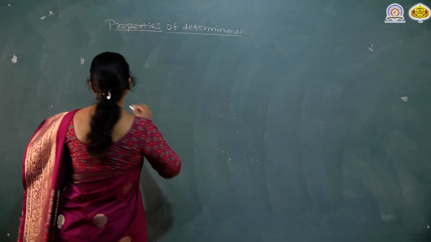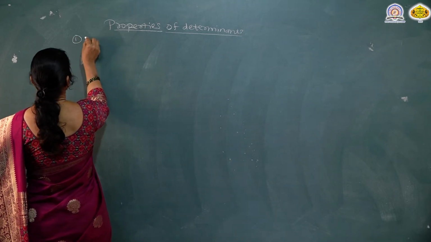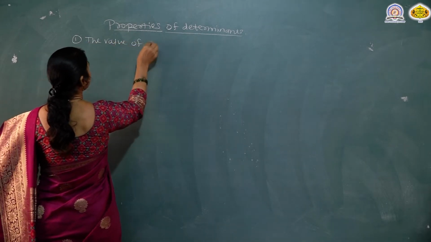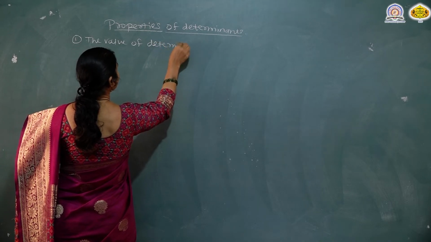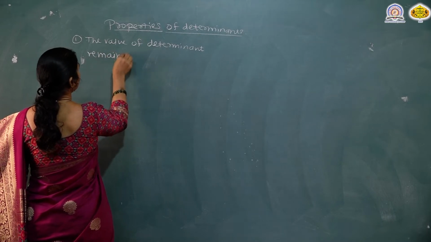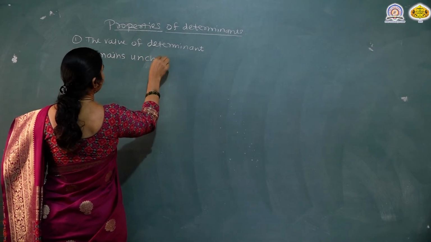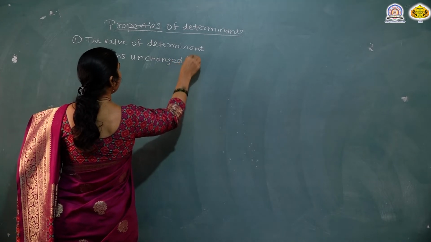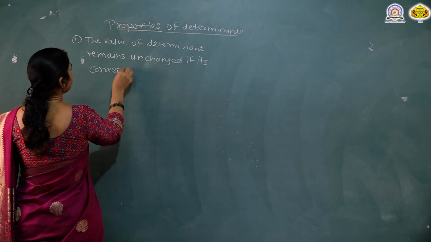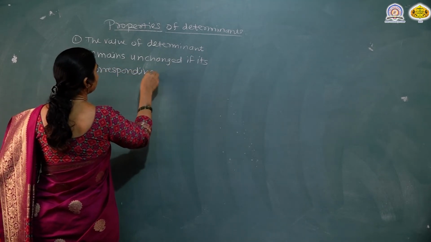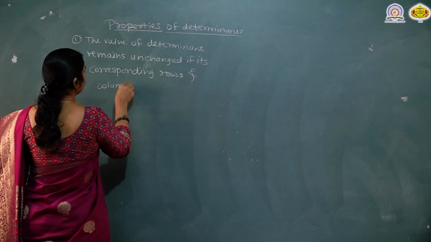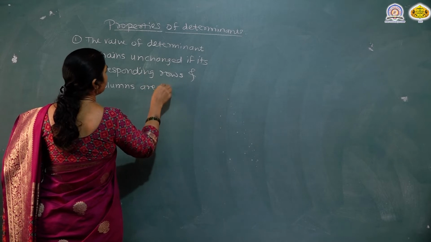The first property is: the value of a determinant remains unchanged if its corresponding rows and columns are interchanged.